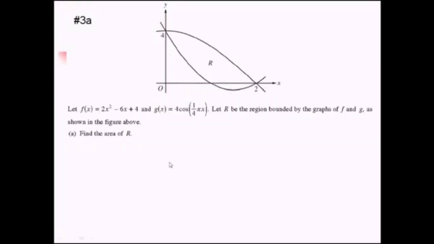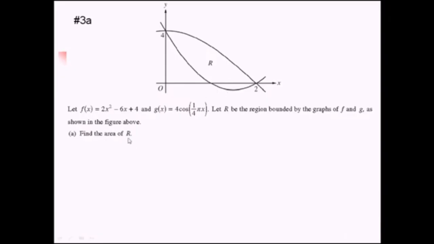For this no calculator free response problem, we're given the f function, this polynomial, and this trig function for the g function. And just looking at our graph here, because they did give us a graph, it looks like g is going to be the top function. This looks like cosine here. And the bottom function, f of x, is a piece of a polynomial. All right, it's actually part of a parabola here.